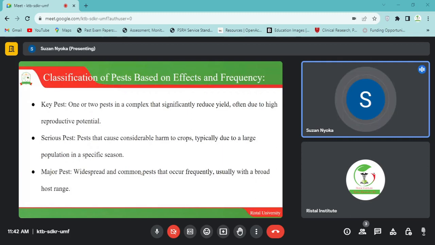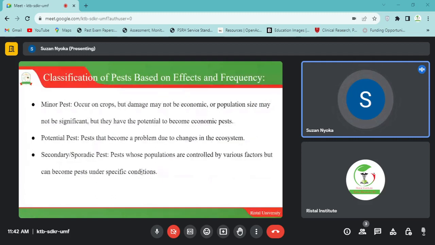and usually with a broad host range. And then minor pests occur in crops, but damage may not be economic, or population size may not be significant, but they have the potential to become economic pests. They are minor, there are few, but can cause so much damage to crops.